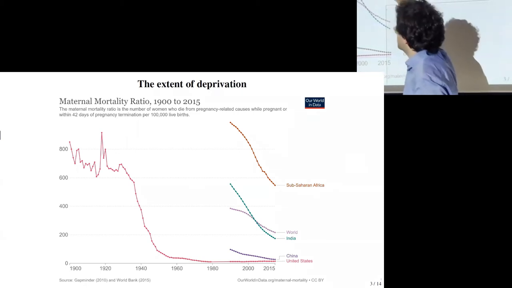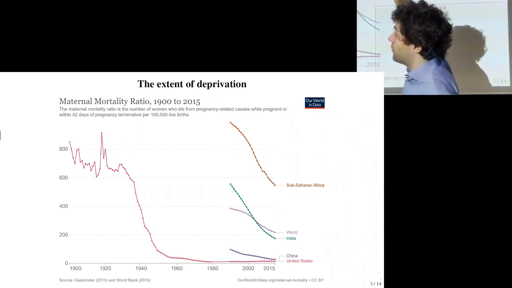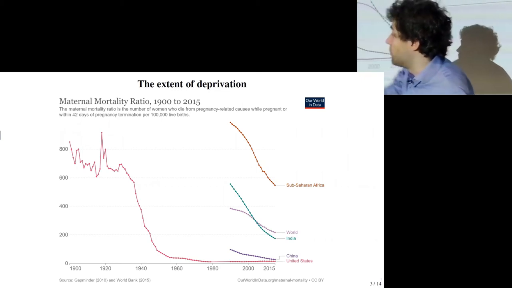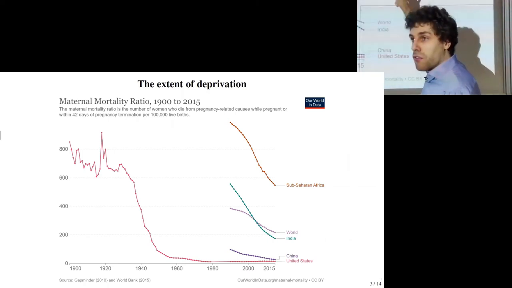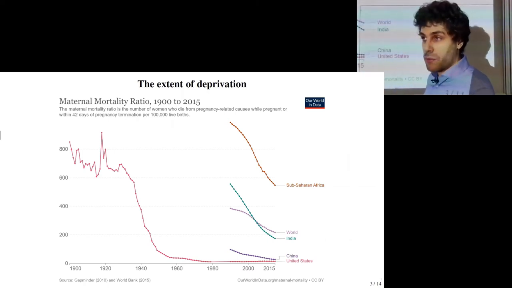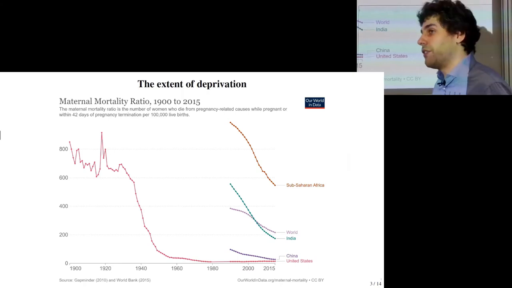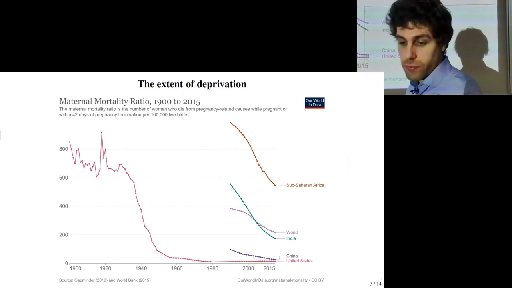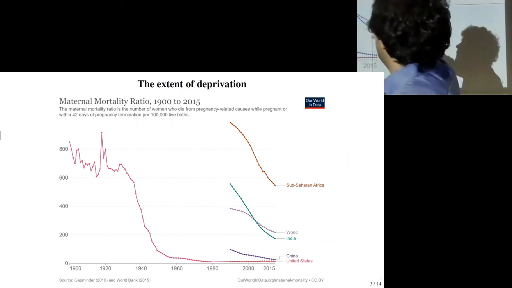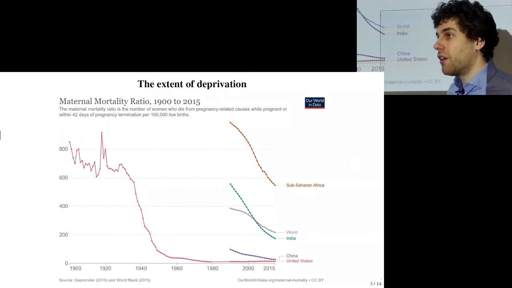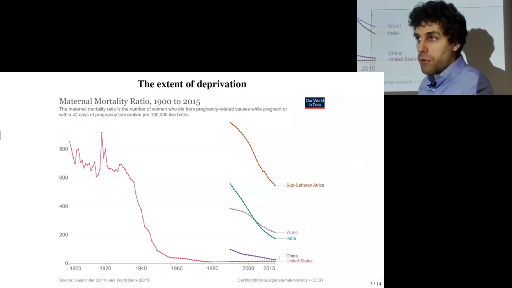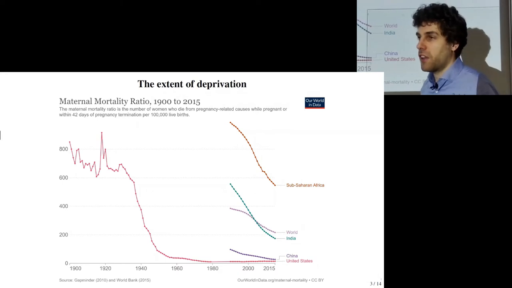And in sub-Saharan Africa, it's decreasing, but at 600, it's at the same level as the beginning of the 20th century in the US. And this is the average over sub-Saharan countries, but you have countries where it's higher, and within these countries, you have villages where it's even higher. You have villages where it's extremely risky to be pregnant. And this is per birth. So if you take the probability that a woman dies in pregnancy, it's often more than 1% over her lifetime.